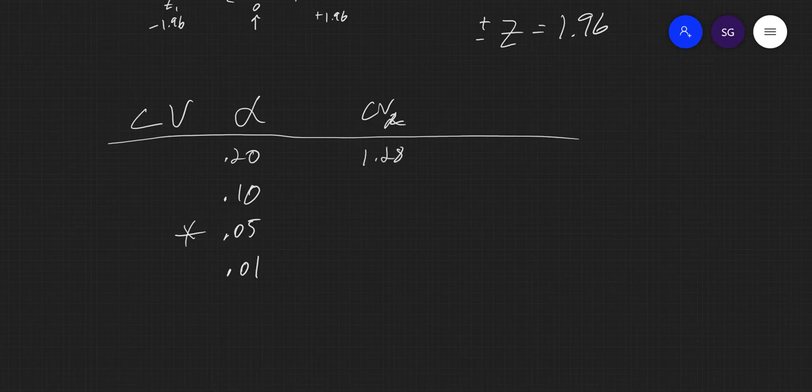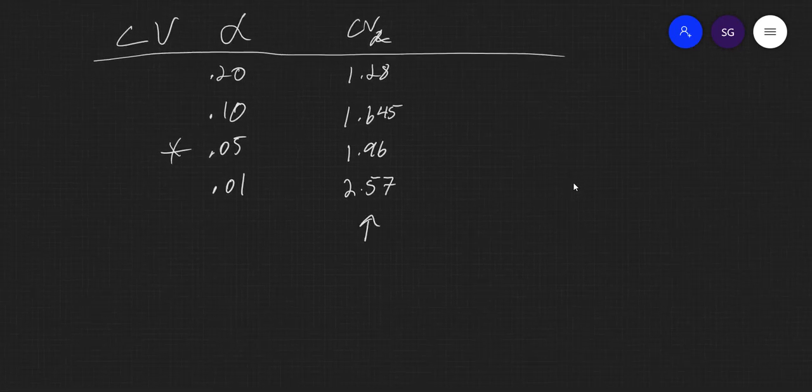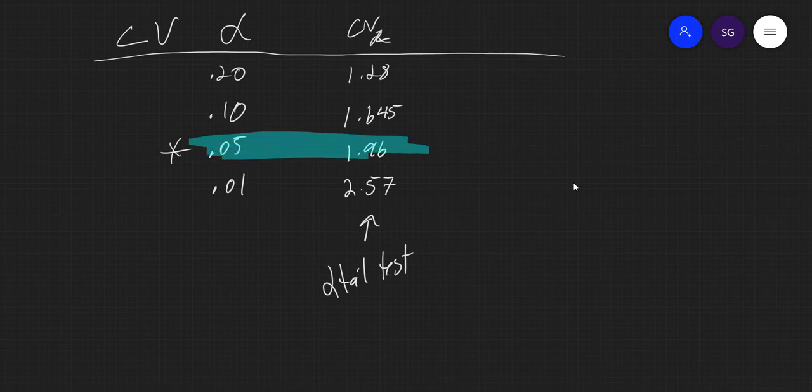1.28, 1.65 or 1.645 technically, 1.96, and 2.57 when this is a two-tailed test. This is for a two-tailed test. And this 1.96 guy right here, this is super common. Happens all the time in science. We see it everywhere in science.